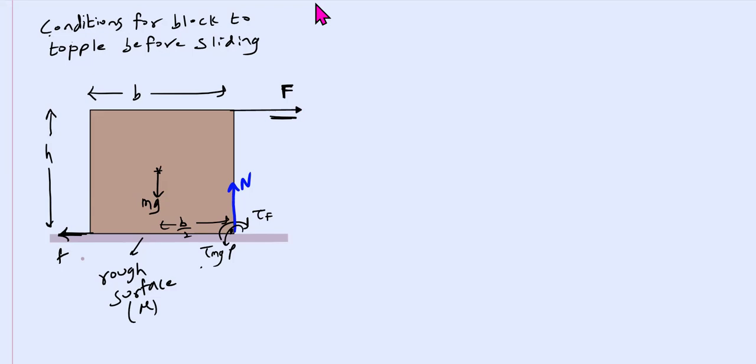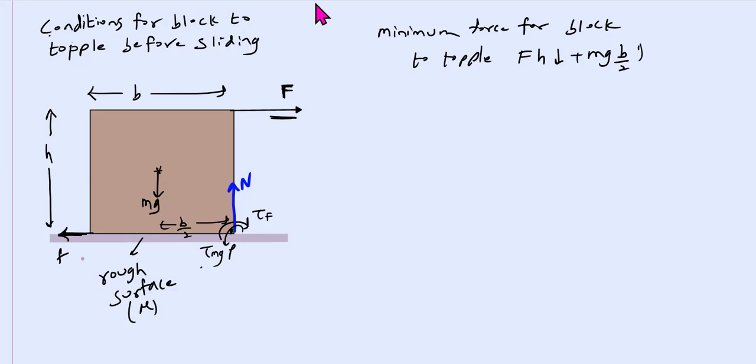Then the minimum force, we already derived it. It was equal to how much? Minimum force for the block to topple should be equal to F into H about point P, mg into b by 2. Solving this, we'll get F equal to. So there's a minimum force.